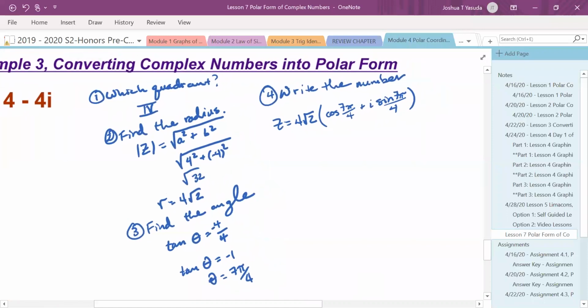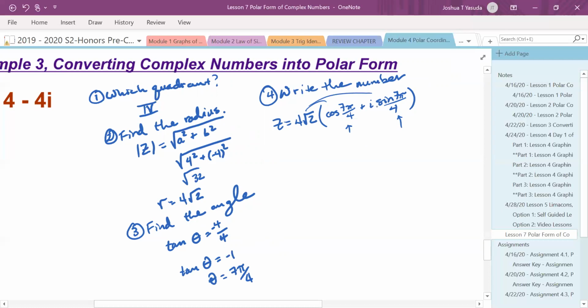And here's what I'm going to ask you. Well, riddle me this, friends, okay? If I were to multiply this out, like figure out what cosine of 7 pi over 4 is, which is rad 2 over 2, and sine of 7 pi over 4, which is negative rad 2 over 2. If I figure out what those are, and then I distribute the 4 rad 2 into this, what do you think I'm going to get?